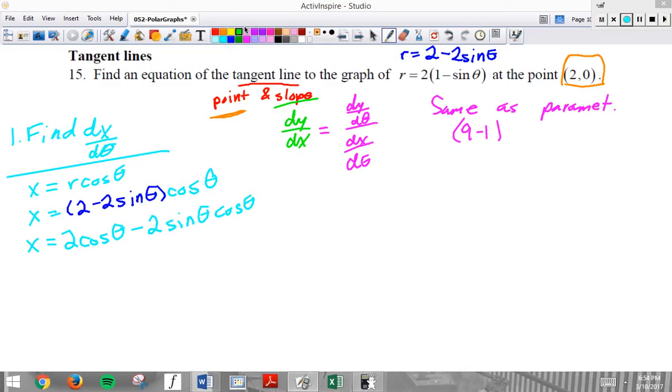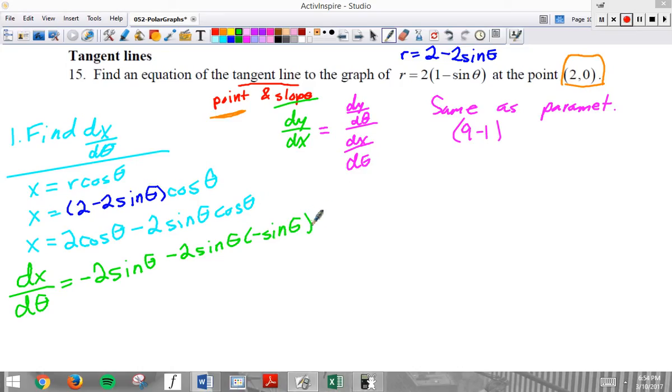Because now you're going to want to hate me. Save your rage for now. So if I differentiate x with respect to theta, this part's easy. What's the derivative of cosine theta? It's negative sine theta. Okay, make sure this makes sense to you. Over here, I have to use the product rule. First times the derivative of the second. Keep the first the same, negative 2 sine theta, times the derivative of cosine, which is negative sine theta.